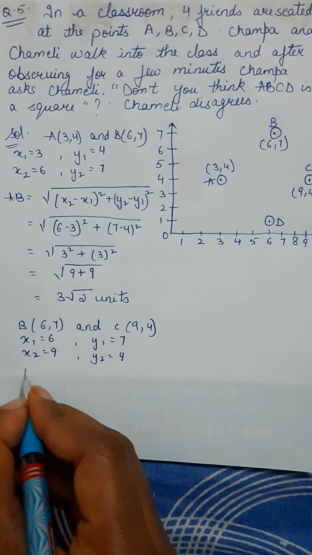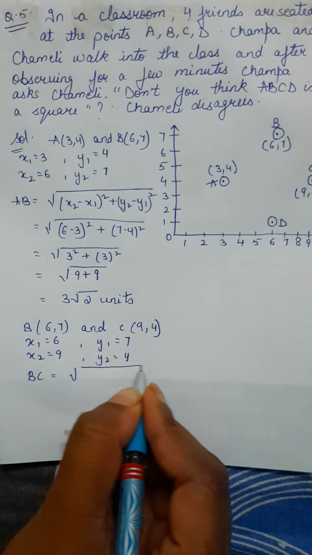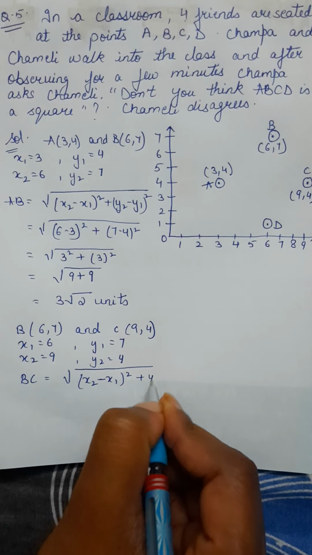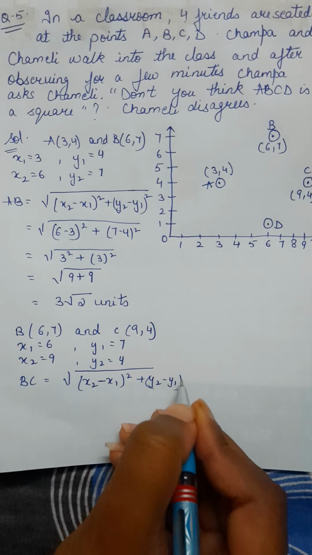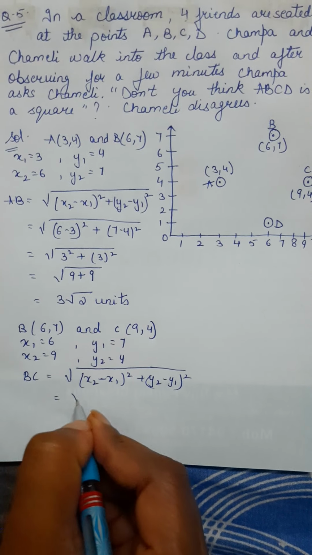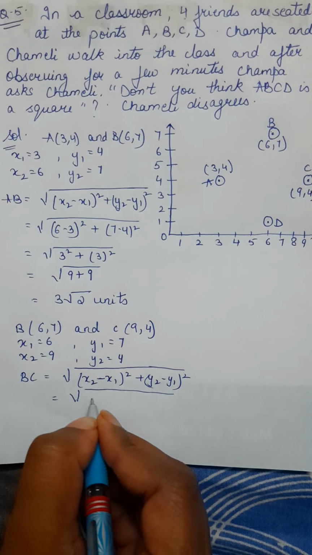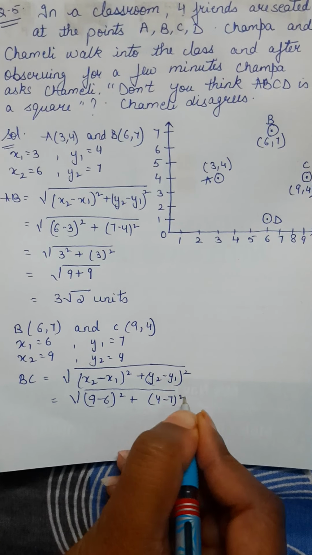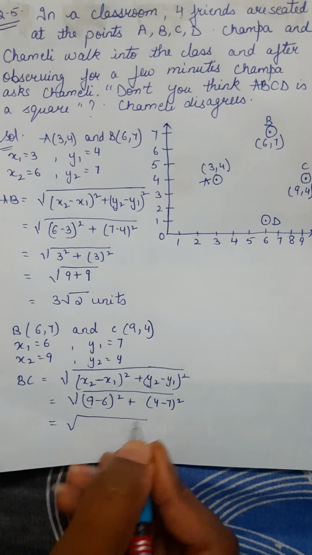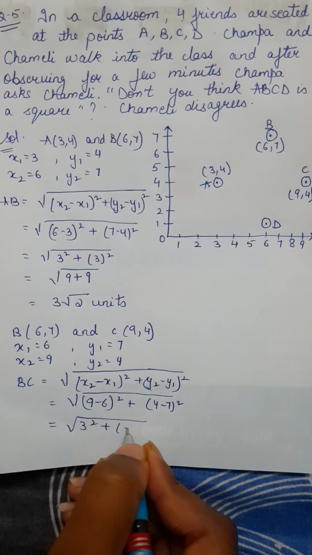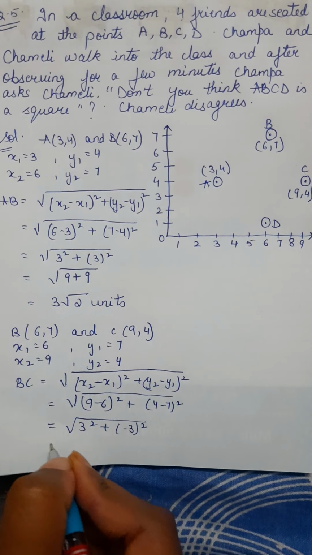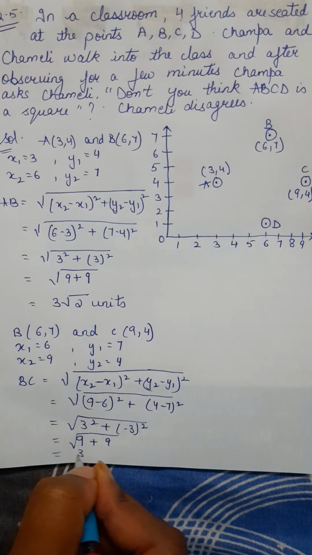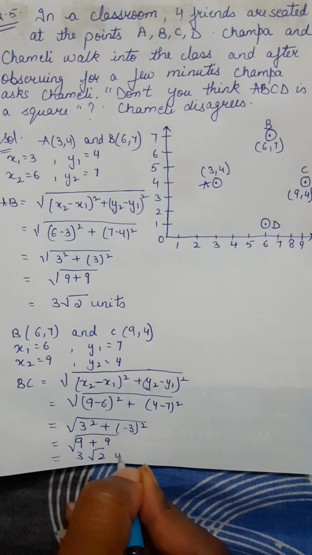To find out the distance of BC, first put the formula, that is x2 minus x1 का whole square plus y2 minus y1 का whole square. Put the values. This is 9 minus 6 का whole square plus 4 minus 7 का whole square. So this is 3 का square plus minus 3 का square, which is equals to 9 plus 9. So this is also equal to 3 root 2 units.